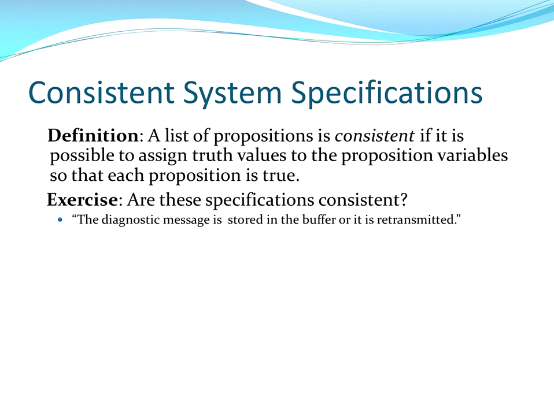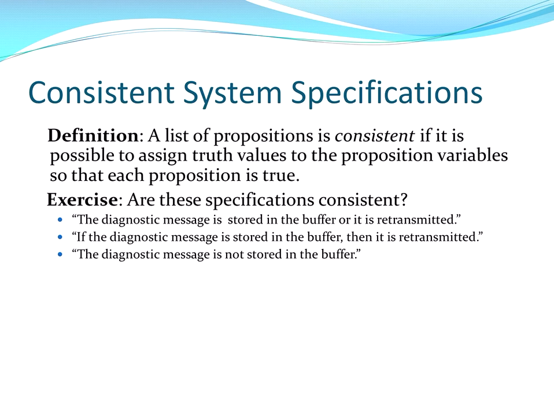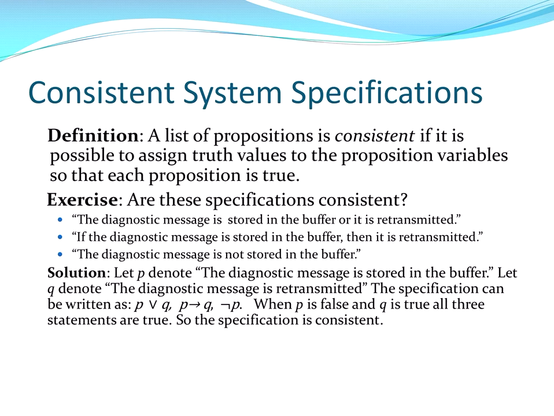The first one is: the diagnostic message is stored in the buffer or it is retransmitted. That'll be the disjunction of two atomic propositions. If the diagnostic message is stored in the buffer, then it is retransmitted. That will be an implication involving the same two atomic propositions. And finally, the diagnostic message is not stored in the buffer. So that'll be a negation of one of the atomic propositions. And we will label those atomic propositions P and Q as shown.